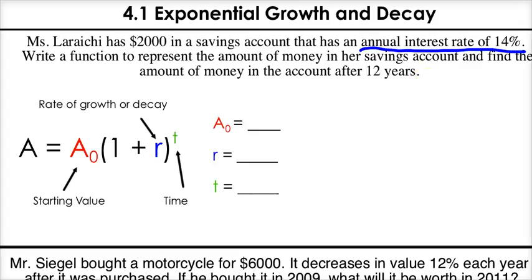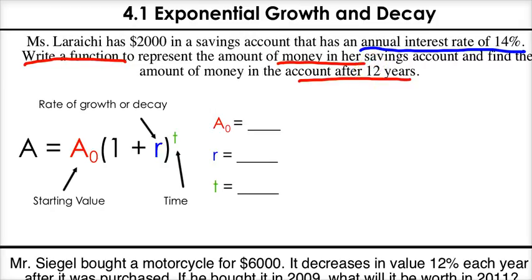All right, so we've got to do two things here. I want to be clear about this. She has $2,000 in her savings account and an annual interest rate of 14%. So that's how much her money grows every year. We're going to write a function to represent the amount of money in her savings account, and then we're going to find out how much she has in 12 years. So we're writing an equation, and then we're making a prediction.